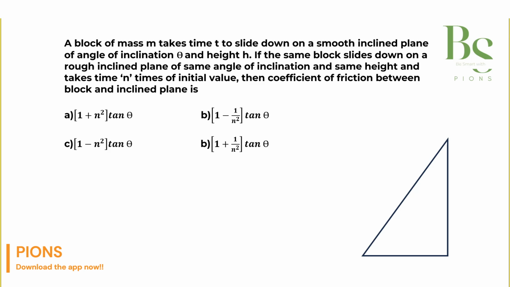Again I'm repeating, what is happening here is we have a block of mass m going down a smooth inclined plane. In the first case it is taking some time. Now in the second case, it is again going down, but this time there is some friction offered by the inclined plane, correct? The distance it is traveling in both cases is the same. So let's see the first case.